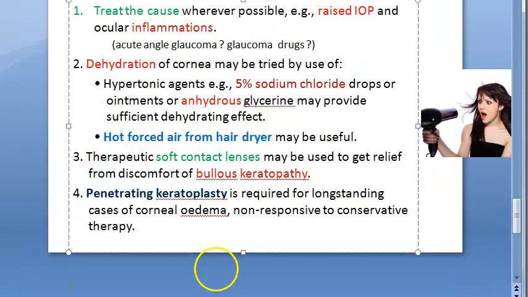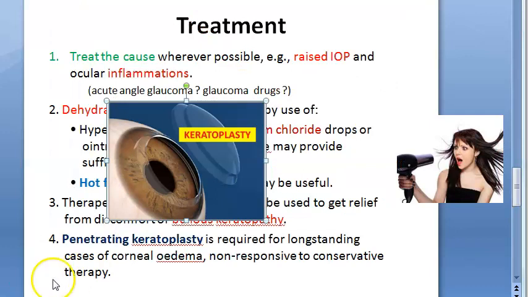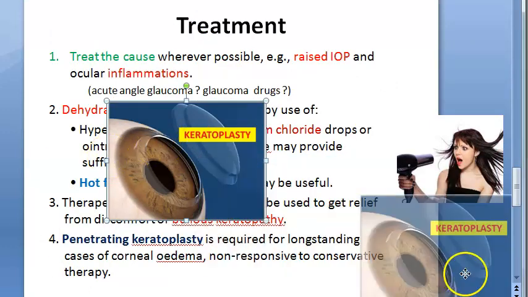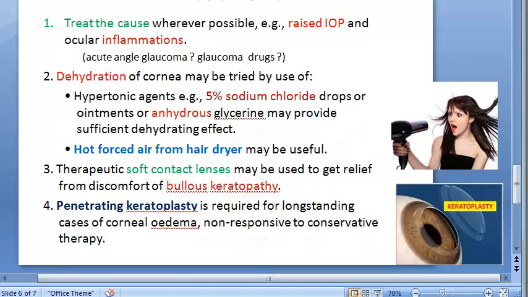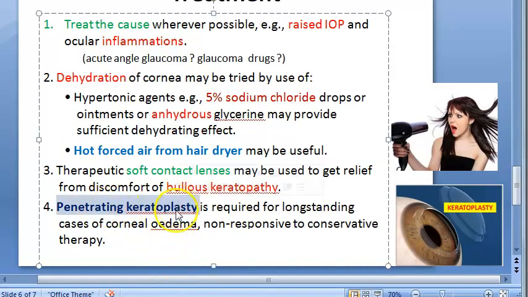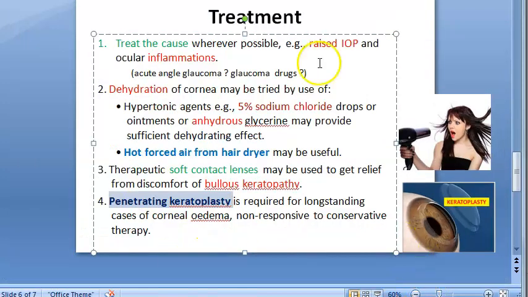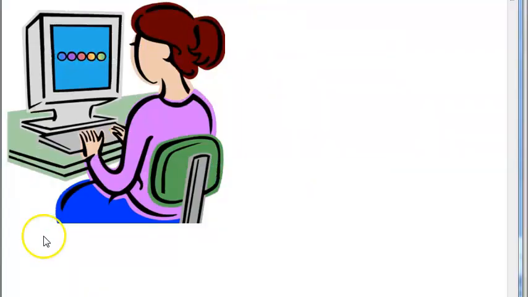Then they are saying take a therapeutic soft contact lens, so that with bullous keratopathy and all that bursting, they can avoid the discomfort. Penetrating keratoplasty. What is this? Basically they are planning a corneal transplant because the cornea is totally edematous and they are not able to repair it. For long-standing cases of corneal edema, non-responsive to conservative therapy, you can think of penetrating keratoplasty. That means all the layers of the cornea are getting replaced. All. That's why it's penetrating, full thickness. So that's it about corneal edema.